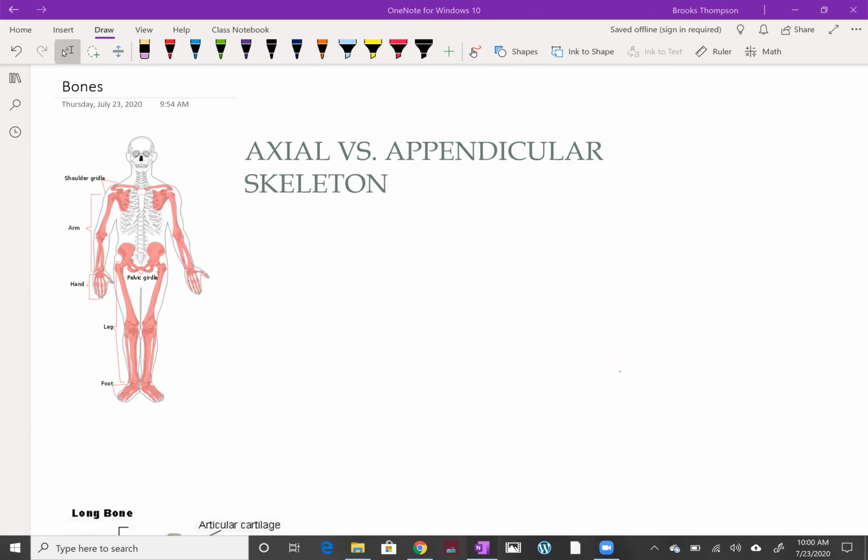Okay, this lecture is going to be over some pretty basic concepts of bones. You should pretty much already know a lot of this based off of anatomy and physiology. So I'm going to try to highlight a few areas of importance. So first, let's look at the full skeleton here.